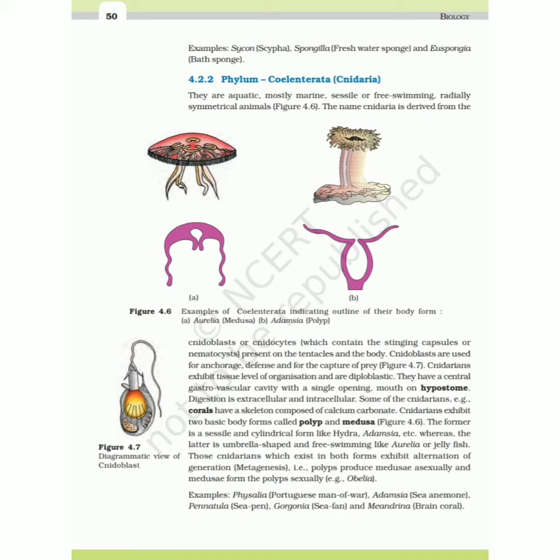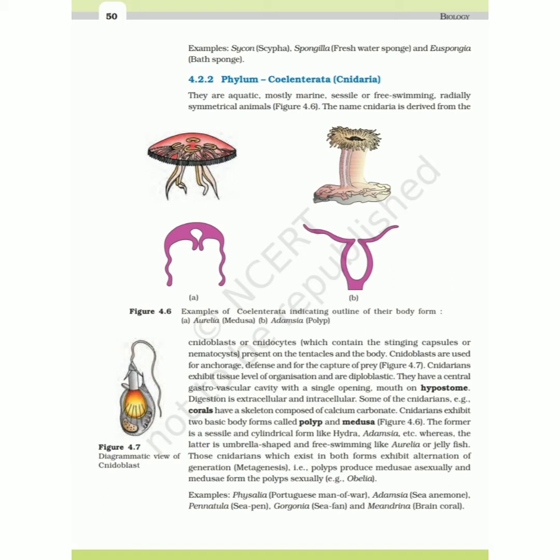Some of the cnidarians, e.g., corals, have a skeleton composed of calcium carbonate. Cnidarians exhibit two basic body forms called polyp and medusa, figure 4.6. The former is a sessile and cylindrical form like Hydra, Adamsia, etc., whereas the latter is umbrella-shaped and free-swimming like Aurelia or jellyfish.